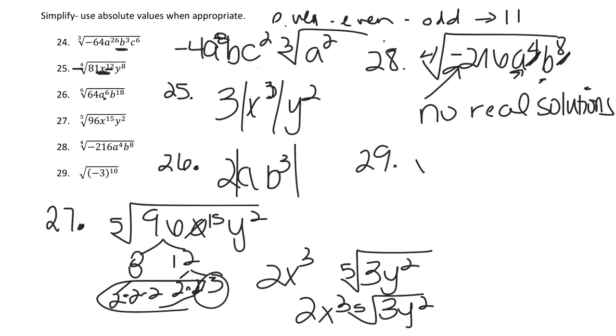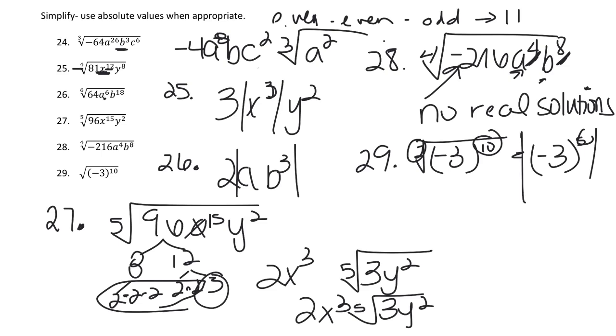Number 29, the square root of negative 3 to the 10th. Remember, the square root has an imaginary 2 there, so we're dividing 10 by 2. That becomes negative 3 to the 5th. It was even, ended up odd, so I need the absolute value. Negative 3 to the 5th is negative 243, and the absolute value of that is positive 243.